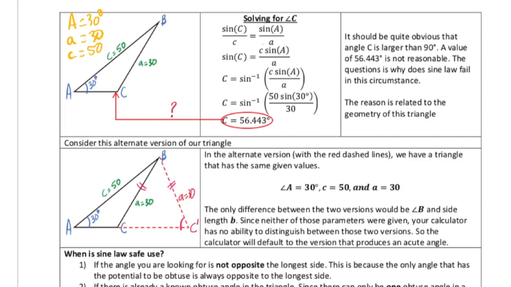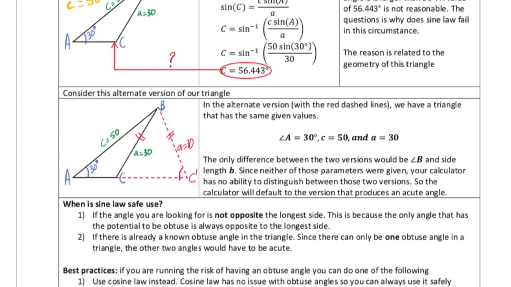In this version of the triangle, and specifically we're talking about this triangle here, when we focus on that, angle A is still 30 degrees. Side C is still equal to 50, and side A is equal to 30. The exact same parameters as we had up here, but the triangle looks very different. And that's the issue with sine law.